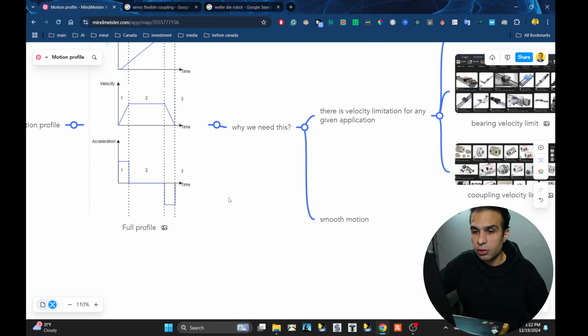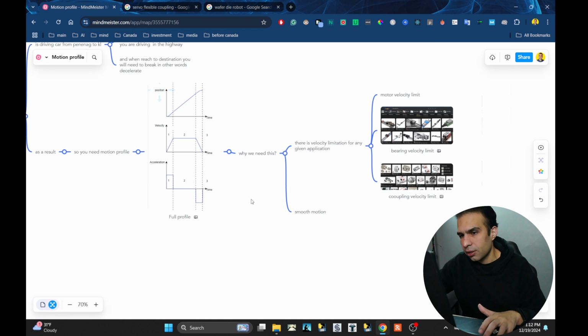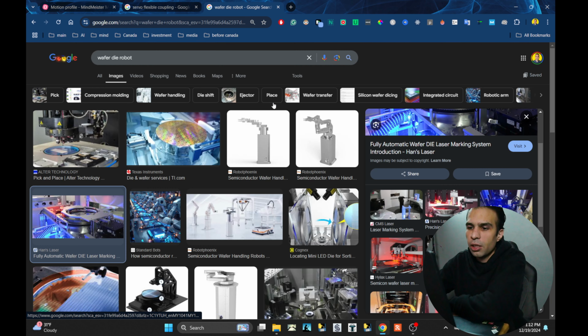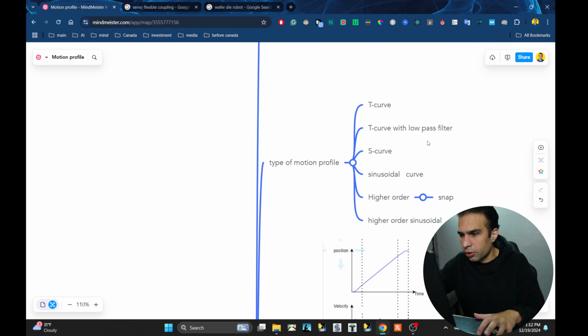So that is the reason you need a motion profile. A motion profile is a must. All the robotic stuff that you see has a motion profile. I'm just trying to tell you why you need this in the first place, why this is a necessity. I'm exaggerating a bit. A wafer machine, or something more advanced than that, if there were no motion profile, you would definitely die. Okay, so this was the first part.